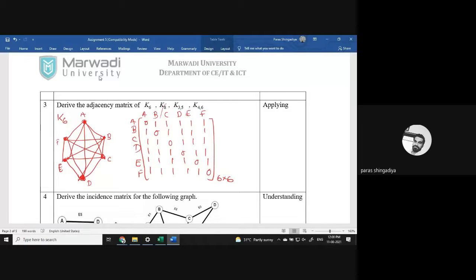Now you have to try it for K8. Draw the K8 graph, and then after derive its matrix. Clear? And you will get an 8 by 8 matrix, because 8 vertices are involved. So the principal diagonal will be 0 and the rest of all entries will be 1. Here 0 will come. The 8 by 8 square matrix will have upper and lower diagonal entries of 1. Let's check it.